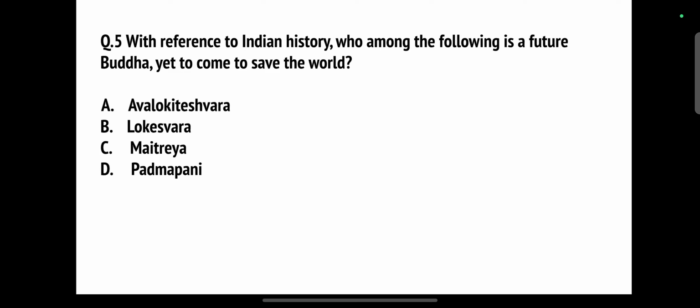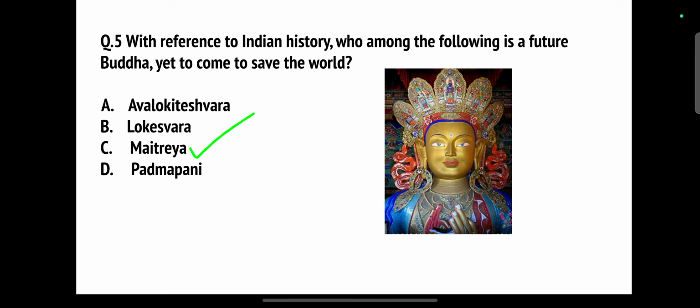Avalokiteshwar is the one Lord who looks down. He is filled with compassion. Padmapani is the lotus bearer. Lokeshwara is also one of the important Buddha. But here the correct answer is Maitreya, that is future Buddha, who will save the world. Here you can see the picture of Maitreya Buddha.